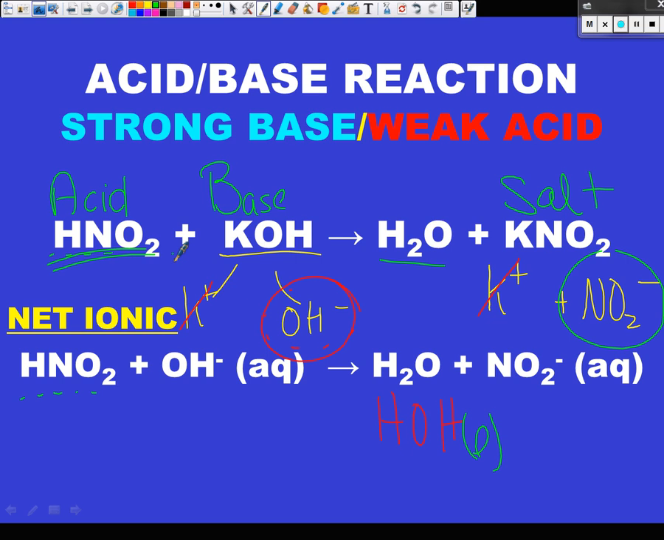Okay, and that's a good observation. The reason why there's no weak acid, weak base net ionic is because it's the whole thing for both of them, so there's not really a net ionic version. It's a normal, regular reaction that you've always written. There will be no ions present.